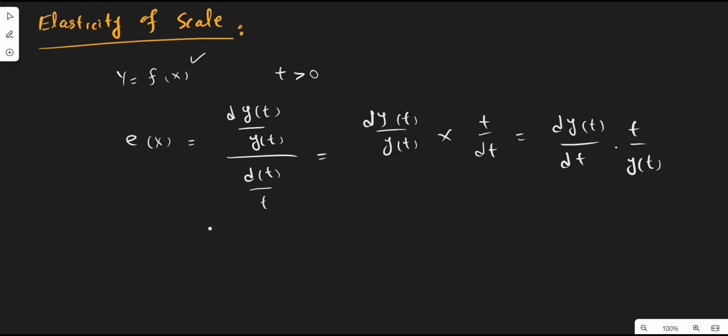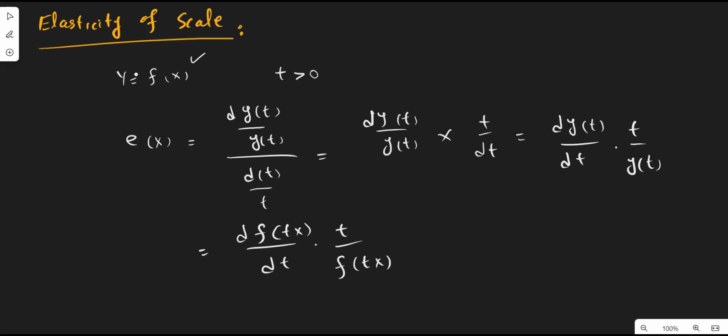Okay, so as we know that y is the function of x, we can replace y of t by f of tx, something like this. This is equal to change in f of tx. So x is the input bundle and we want to scale it up by t, right, divided by dt and multiplied by t divided by f of tx, because y is the function of x.